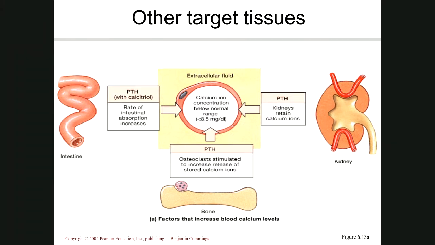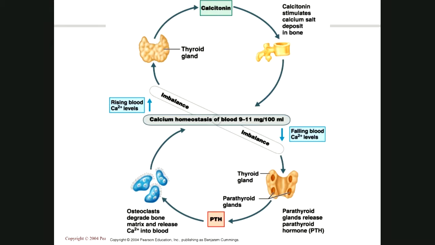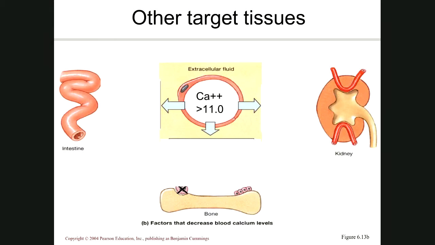But look, here's another problem. Look at this one. It's greater than 11. Normal is 9 to 11. So do I have too little or too much? I have too much. And so remember, we got these same three targets. So what's going to happen here at the intestines? Am I going to absorb more of what I ate or absorb less of what I ate? I don't want the calcium, so I'm going to absorb less.